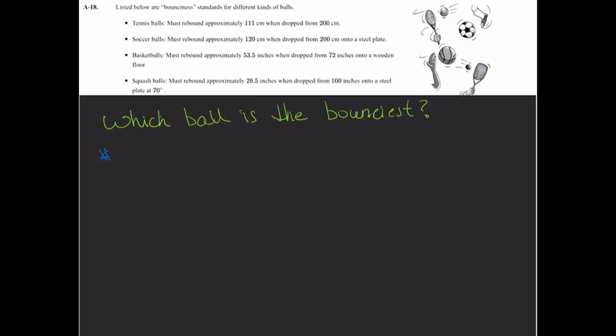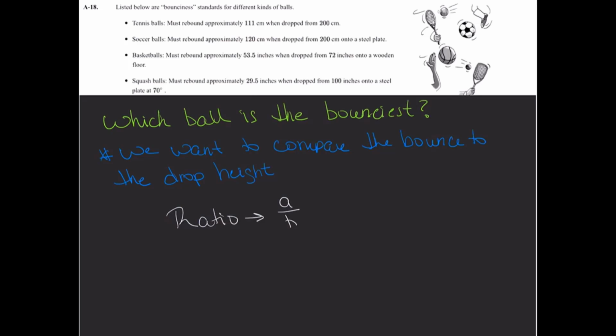So what do we want to do? We want to make a comparison. We want to compare the bounce to the drop height. There are a lot of ways we can compare things in mathematics, and one way is to create a ratio. A ratio is one real number over another real number, for example A over B. A lot of times we refer to ratios as fractions. A fraction is a ratio. We're comparing A to B.